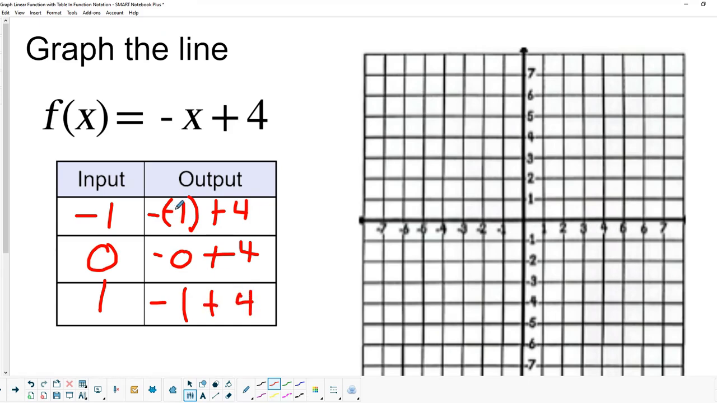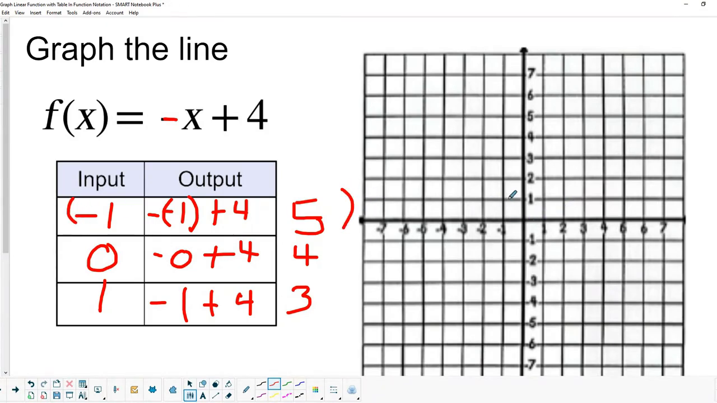So you need to watch how this negative sign is treated as you do this, because you're putting each of these 3 numbers in for x, and you have to take that into account. So the negative of -1 is 1, and 1 plus 4 would be 5. The negative of 0 is a 0. 0 plus 4 is 4. And -1 plus 4 is 3. So here is our ordered pair, -1 and 5.